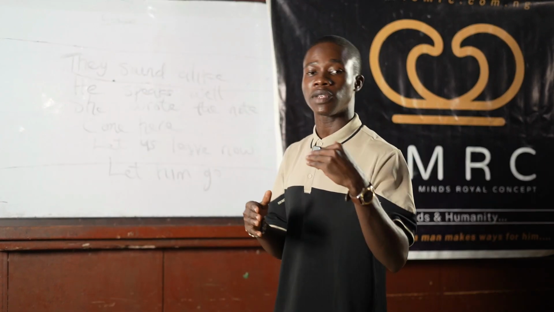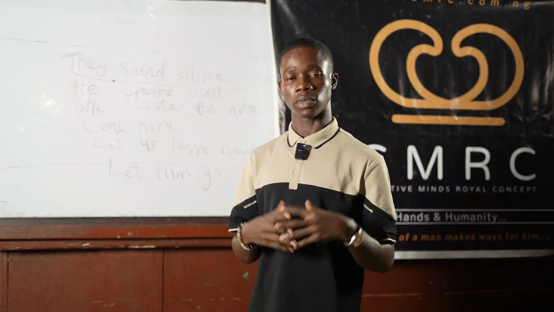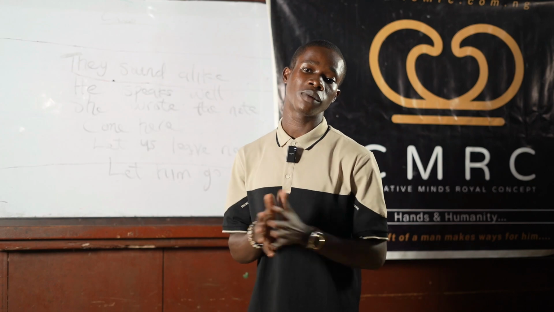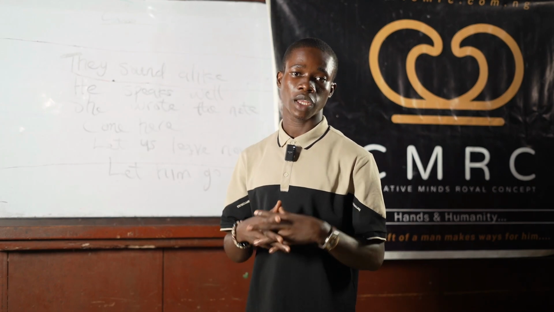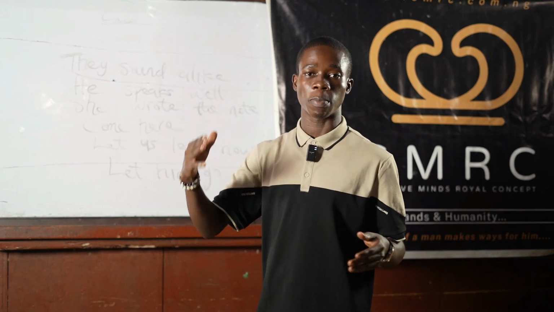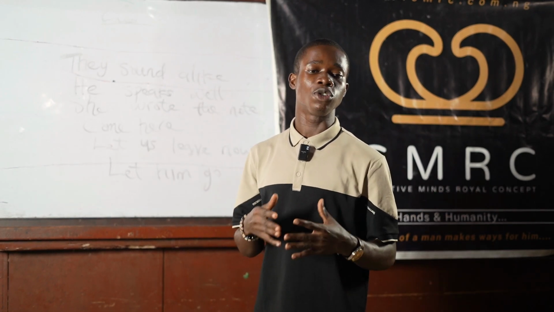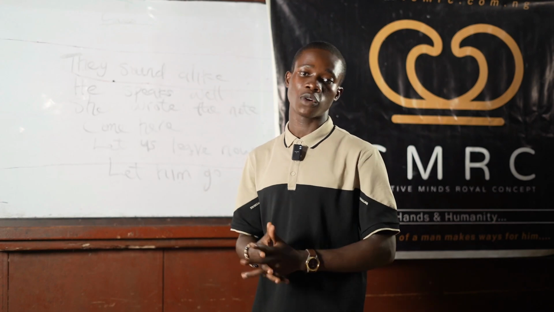The rule says that if the sentence contains a plural main verb, a plural main verb is a verb that does not carry an S. A plural main verb is a verb that does not carry an S, like sound, sing, come, write, jump. All these are plural main verbs. They do not carry S. That's why they are plural in form.